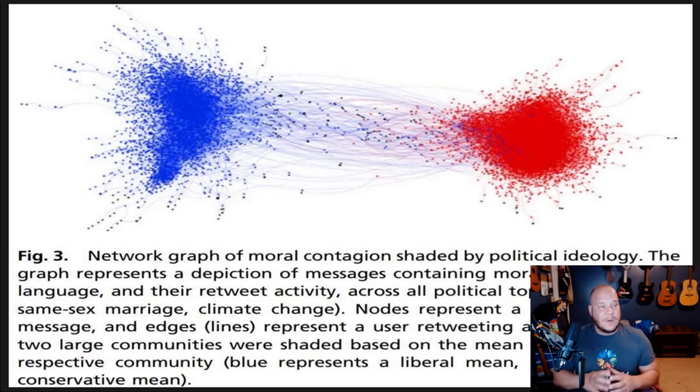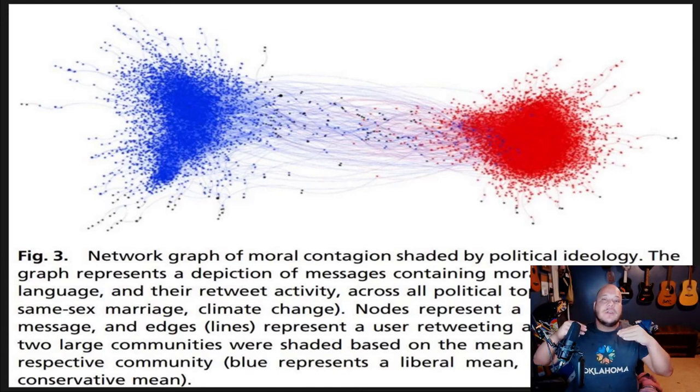This is a network graph, a moral contagion shaded by political ideology. This is interactions online of people of each political spectrum. And what you see here is the groups have separated so much that they are not actually communicating online. They're not searching for information from the other individual. They're not seeing it from other people's sides of view.